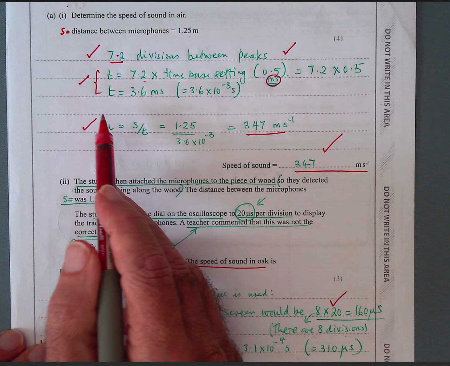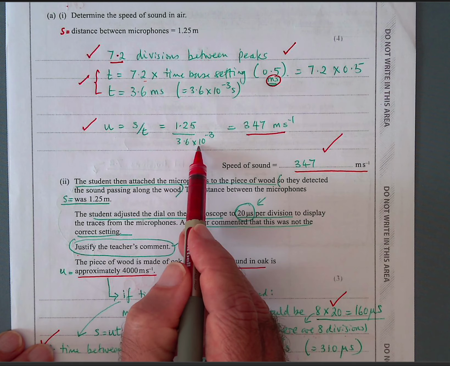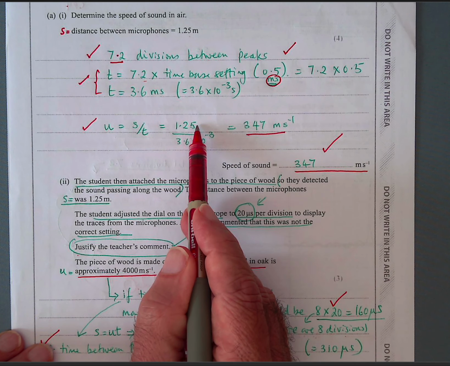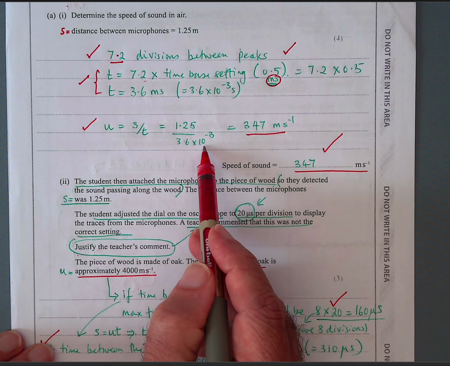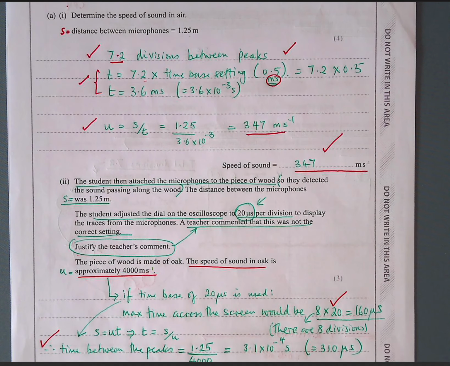Once you know that the distance is 1.25 meters, and you know the time from the oscilloscope, you can work out that the speed of sound is the distance, 1.25, divided by the time taken, which gives you an answer of 347 meters per second. So the first thing they want you to know from Core Practical 4 is how to use the time-based settings to measure time or period on an oscilloscope.